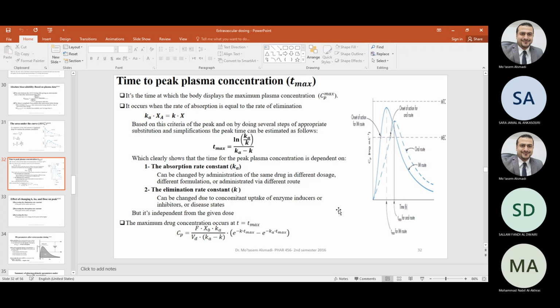Now, what if I change the dose? What if I increase the dose? Will the Tmax be affected? The Tmax will be the same. What about the Cp max? It will be changed, right? Because of this relationship, if I double, for example, the dose from 10 to 20, the Cp max should be doubled, right? Okay?